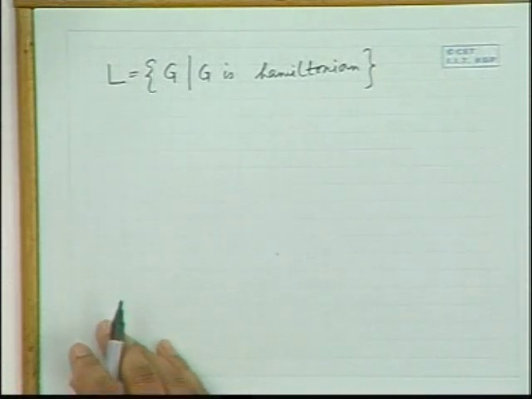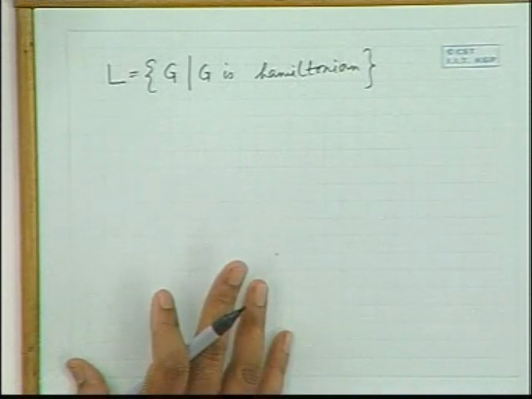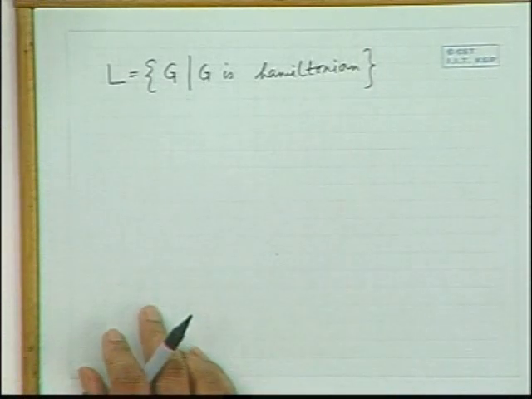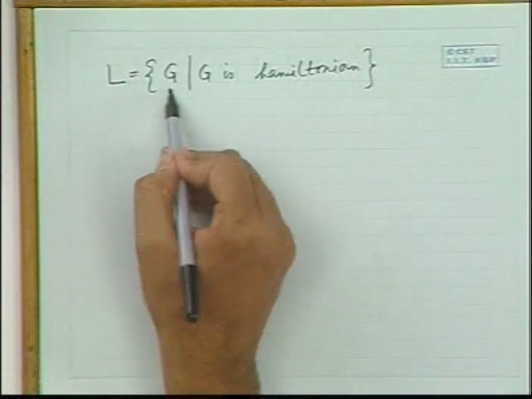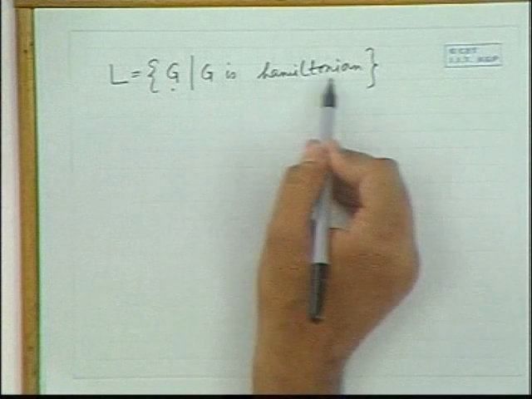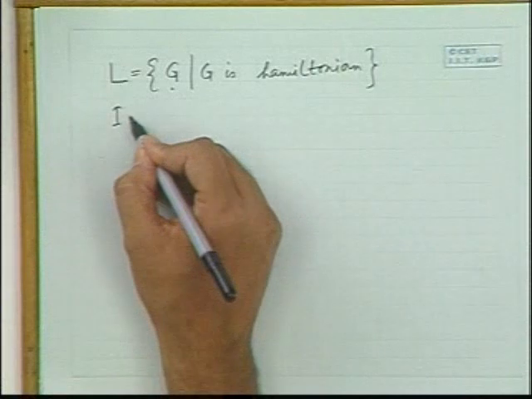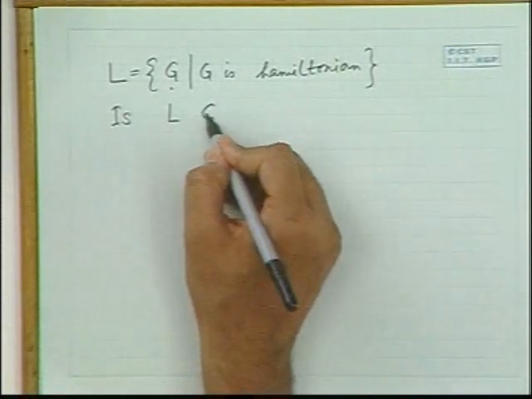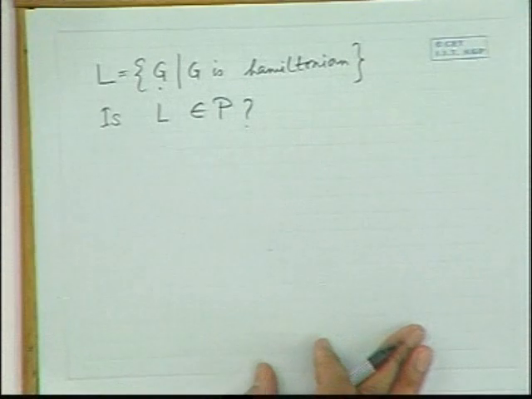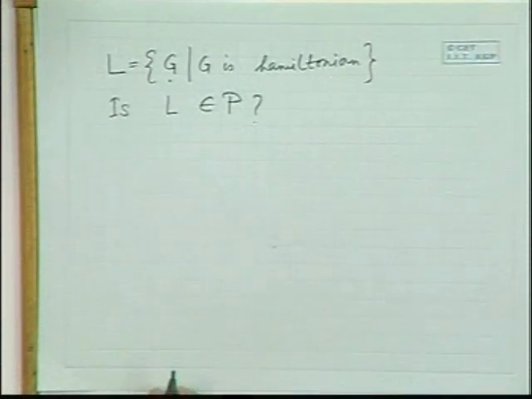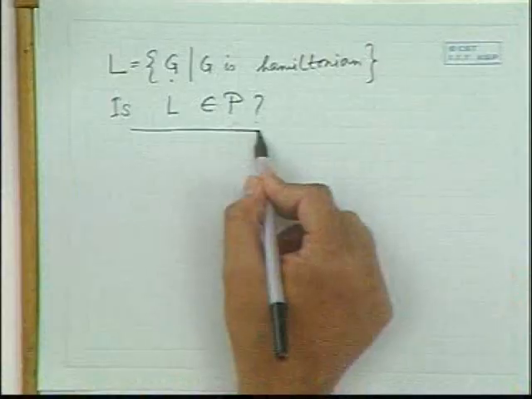We are asking whether a given graph is Hamiltonian or not. That's the decision version of the problem. And the corresponding language is an encoding of all the graphs such that the graph is Hamiltonian. That is the language L. We are asking whether this language L belongs to P, whether this problem is polynomial time solvable. So in terms of the problem, we are asking whether, given a graph, deciding if it is Hamiltonian or not can be solved in polynomial time. That's the question we are asking here.